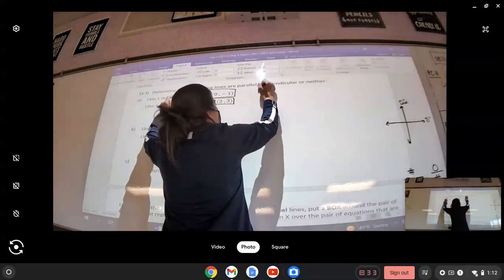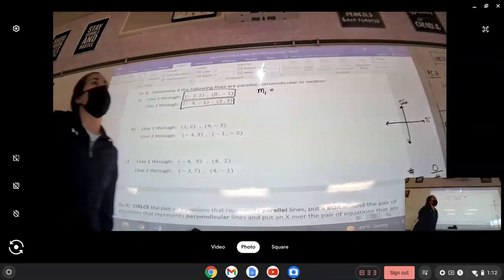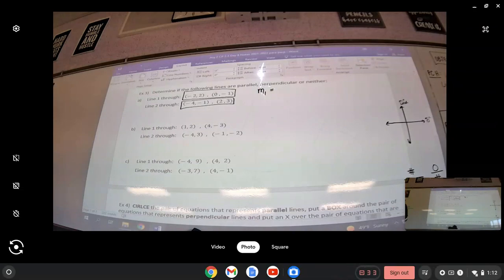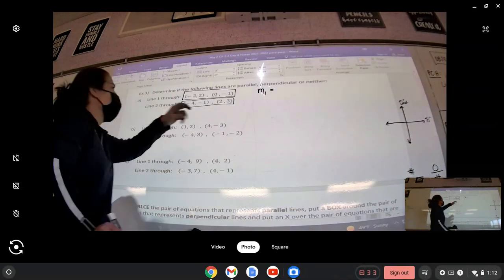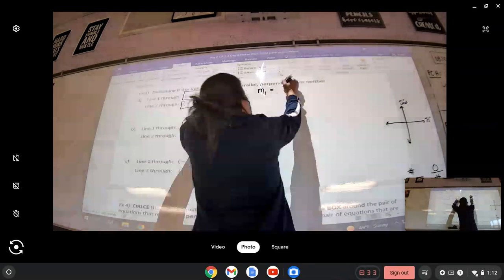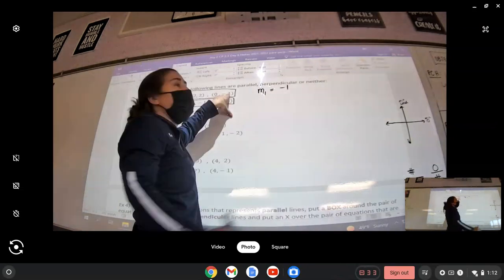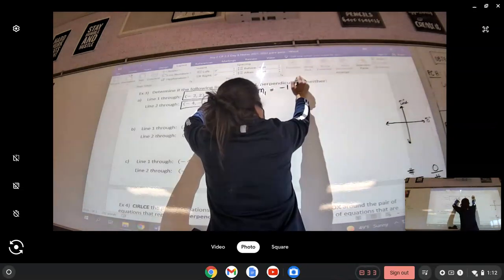Let's find the slope of line 1. I'm going to call it M1. Let's see what we get. Change in y over change in x. So I'm going to start with this y coordinate, -1. I'm going to find the change. So how do we find change? What operation?